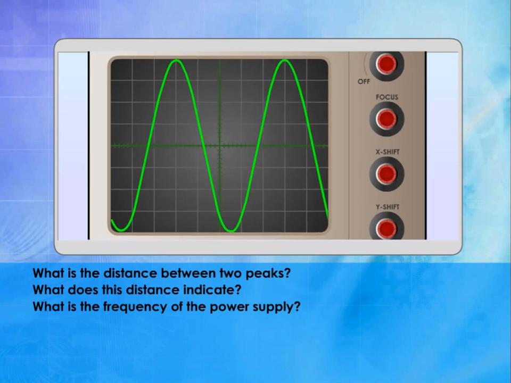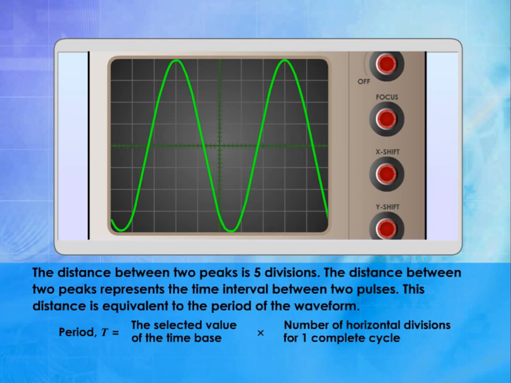What is the distance between two peaks? What does this distance indicate? What is the frequency of the power supply? The distance between two peaks is 5 divisions. The distance between two peaks represents the time interval between two pulses. This distance is equivalent to the period of the waveform.